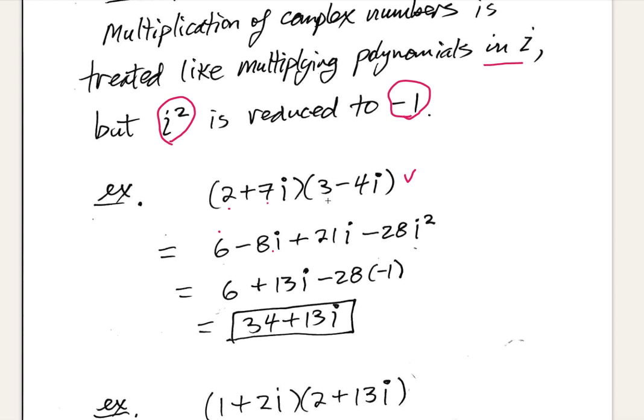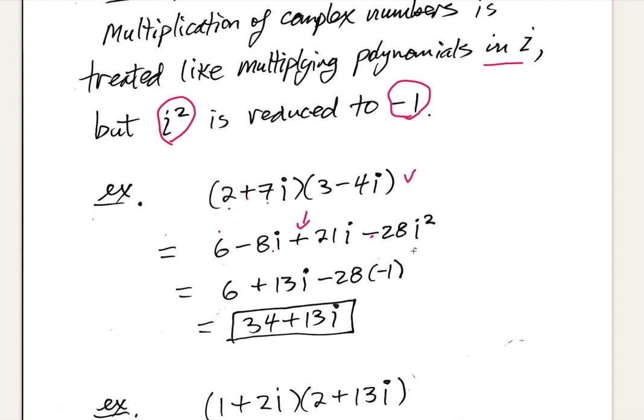Let's do this. 7i times 3. Let's put the 7 and the 3 together and we get 21i. Don't forget that there's a plus there, so you're adding. So it's plus 21i. And now here I'm going to do this. A positive times a negative is negative.